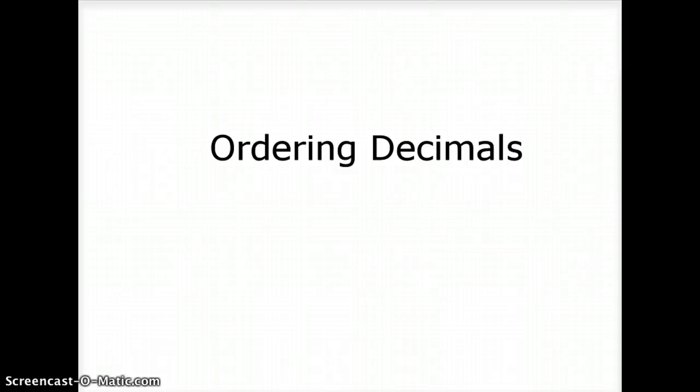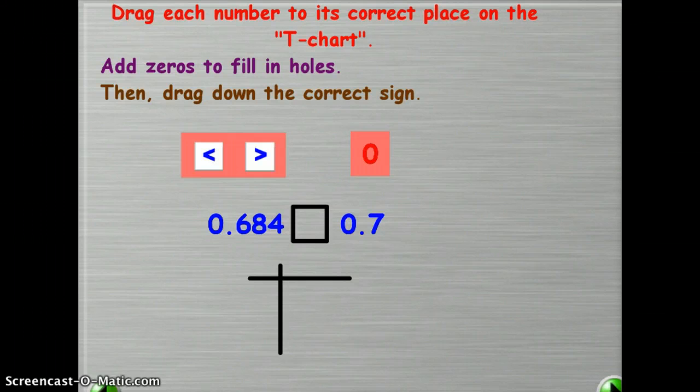Hi mathletes, we're going to look at ordering decimals today. We're going to start by looking at pairs of 2 decimals and then we'll move on to longer lists. First I'm going to show you my strategy for comparing 2 decimals at a time.